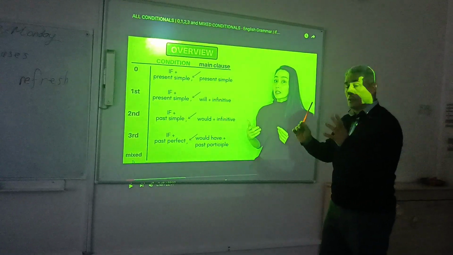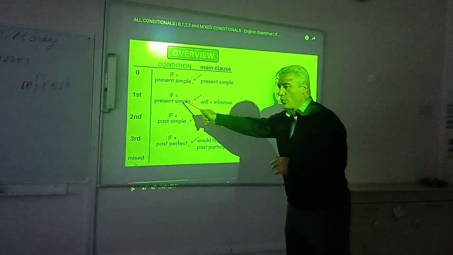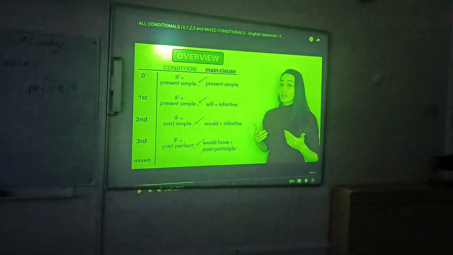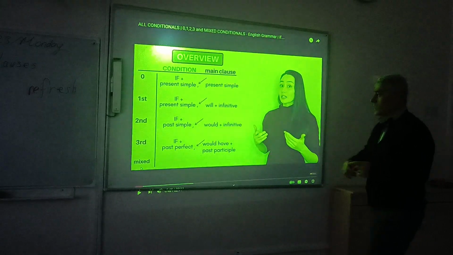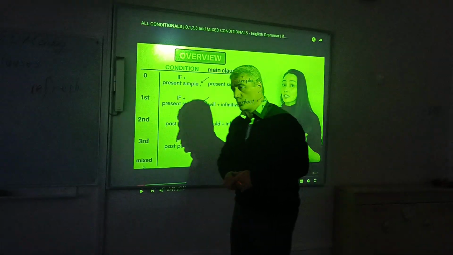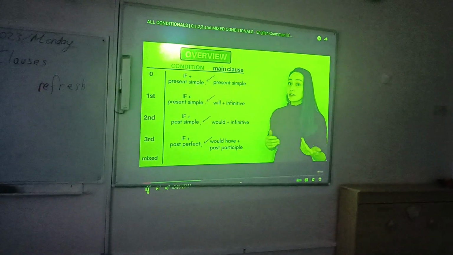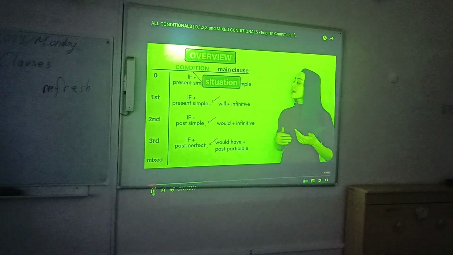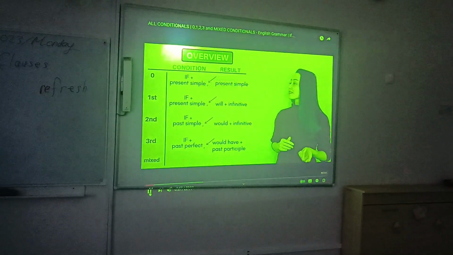As we said, if you remember, every time one step back: present simple, past simple, and past perfect. Will, would, and would have, etc. And please keep in mind, if we start with the conditional clause, we have to put a comma. The if clause gives us the condition. When I say condition, I mean situation. And the main clause gives us the result.